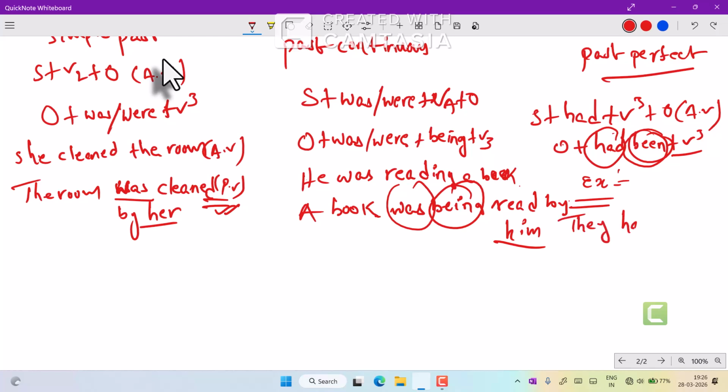They had finished the work. In this sentence, you just see this is AV. So had is there, V2 or V3 also you can say, participle. Finished the work.